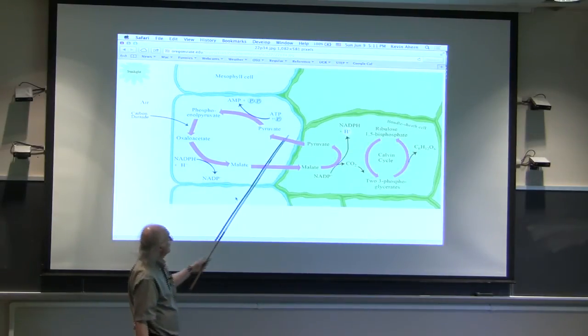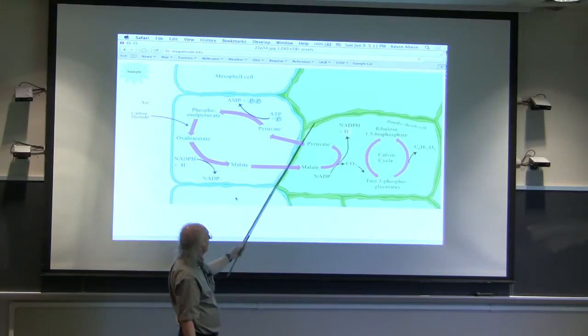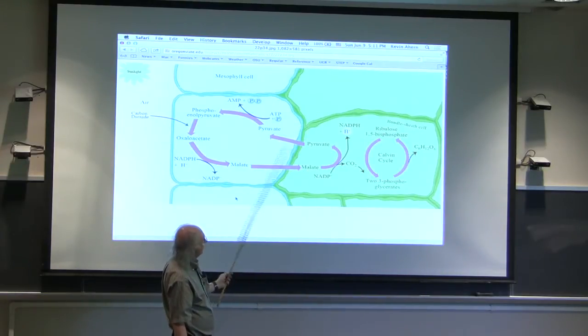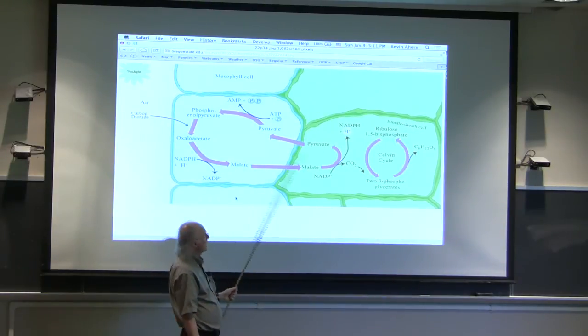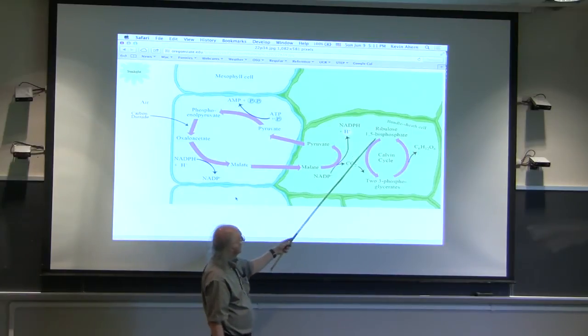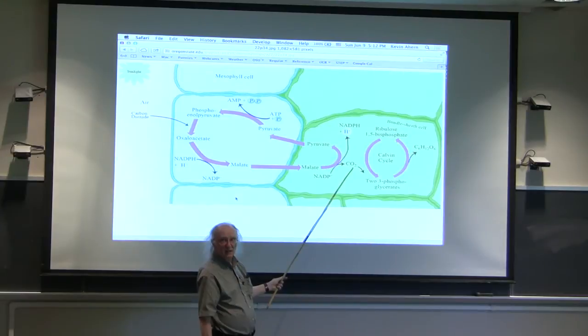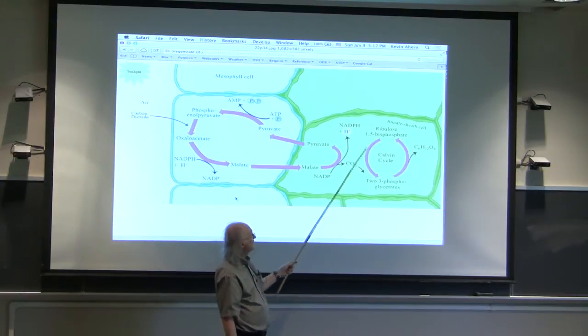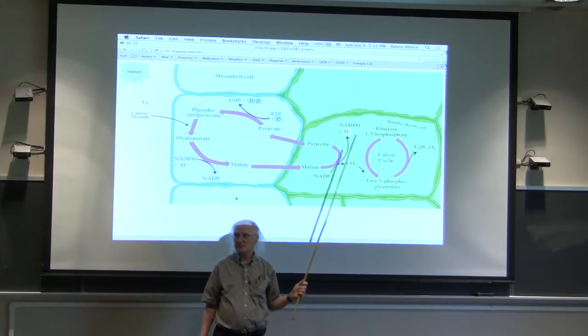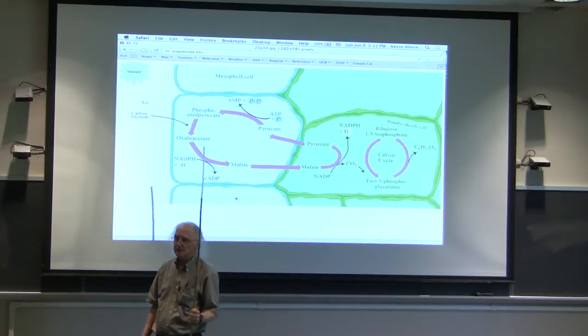If we were to slice this guy off right here and get rid of this malate component, what we would have is ribulose 1,5-bisphosphate, we would have CO2 coming into this cell, and we would run the Calvin cycle and make glucose. That's what a C3 plant does, okay?